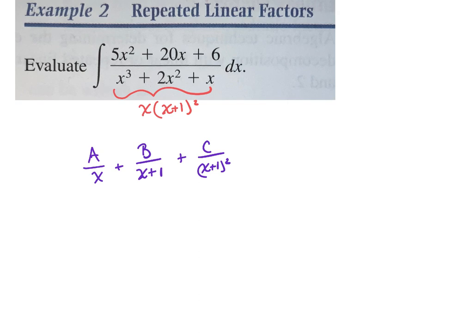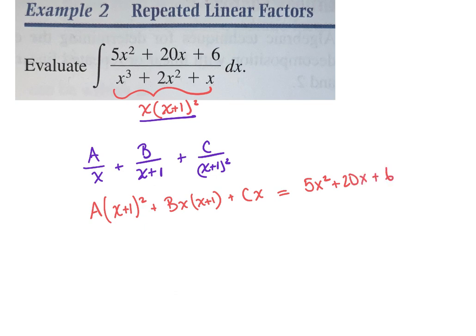So your common denominator here is this. I'm going to multiply the A by (x plus 1) squared. I'm going to multiply the B by an x and an (x plus 1). And I'm going to multiply the C by just an x. And that numerator should equal 5x squared plus 20x plus 6. Foil this out, right? You're going to get x squared plus 2x plus 1. So you're going to have Ax squared plus 2Ax plus A plus Bx squared plus Bx plus Cx.